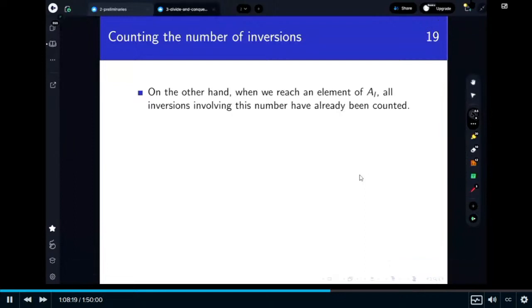Since today we're going to see more generally how to analyze the running time of divide and conquer algorithms, let's recall why the running time of merge sort is order n log n. We start from a list of size n, and then we create two lists of size n half. So the size decreases by factor 2.